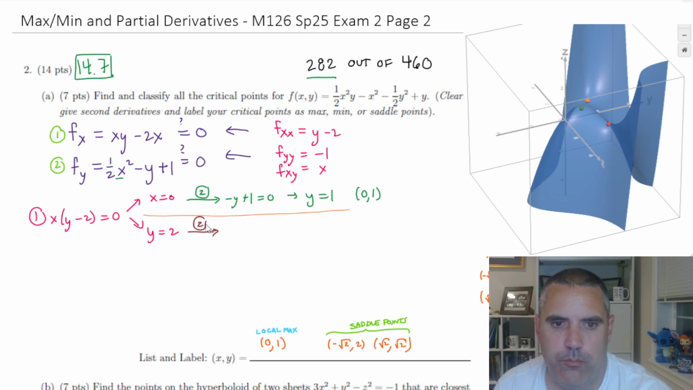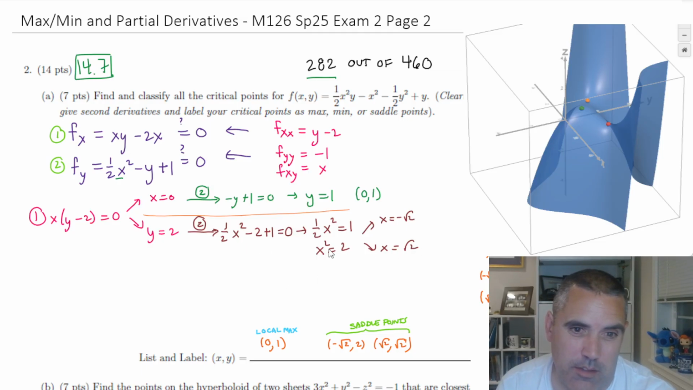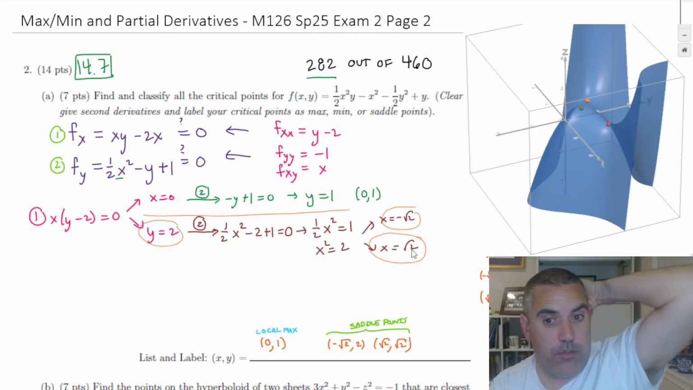Okay, so for the other branch, you plug in 2 for y. And so you get 1/2 x squared minus 2 plus 1 is 0. And that gives me 1/2 x squared ends up being 1. And you get x squared is 2. And so you get two possibilities. x is plus or minus the square root of 2. And now we can put these together. So that gives me two more critical points because there's y equals 2 with this and y equals 2 with this. So there shouldn't be any ambiguity about the number of critical points.